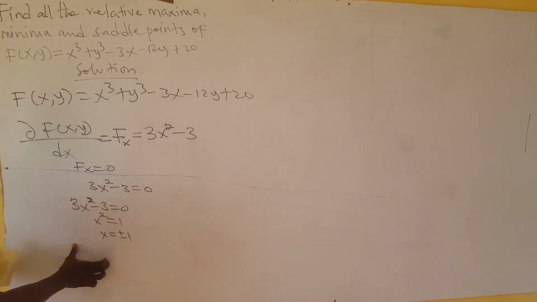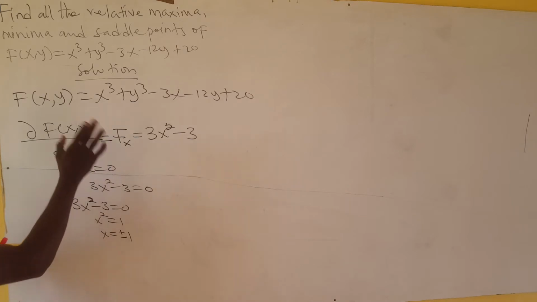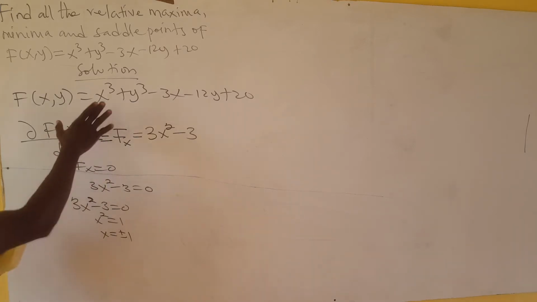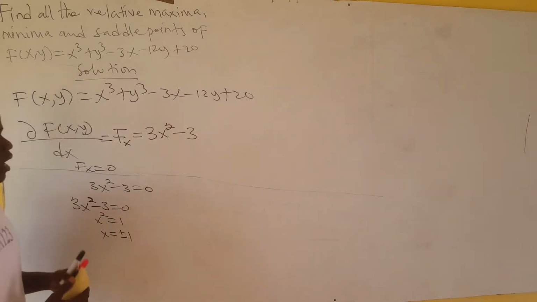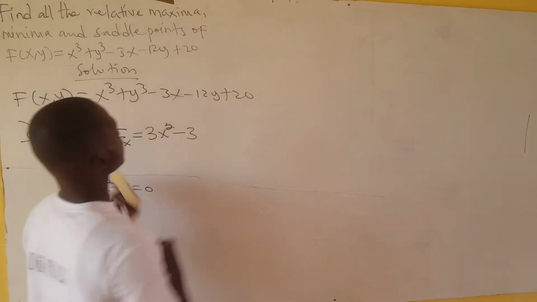Now, what we did here, we are about to do the same thing for y. But before we do the same thing for y, let's find the second order partial derivative of f of x.